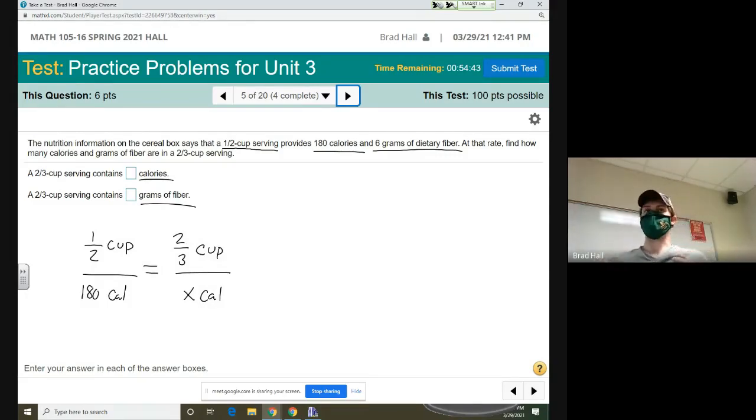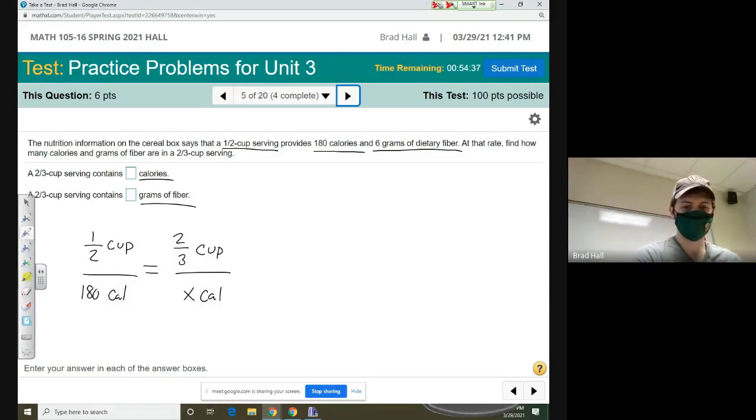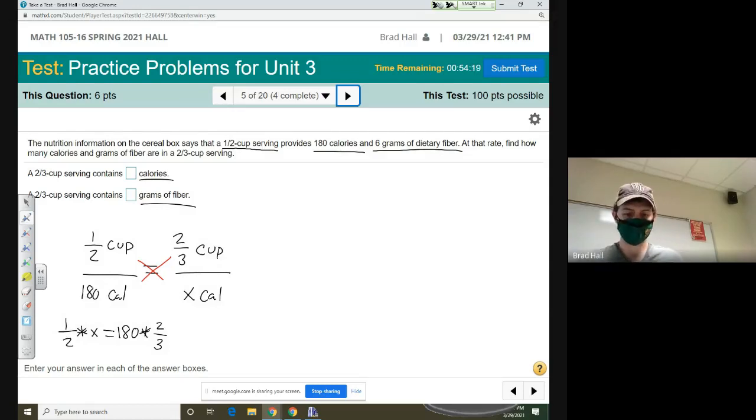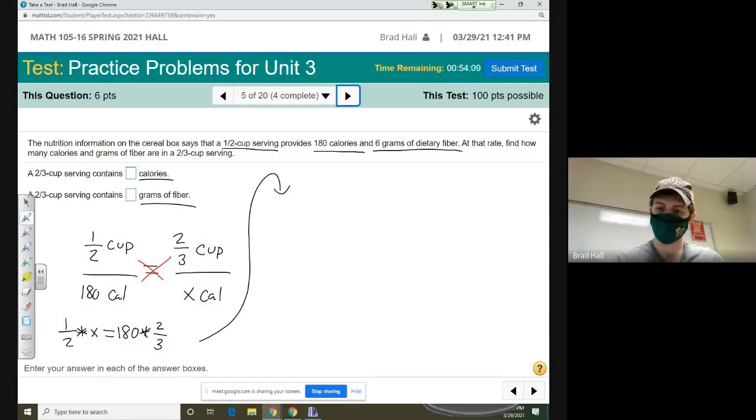Once you set up a proportion, generally the way we start these is to cross multiply. We can go ahead and cross multiply here. The way that'll look is 1/2 times x is equal to 180 times 2/3, just to make the intermediate step explicit. Well, 180 times 2/3, that's I think 120. So that's 1/2 x is equal to 120.